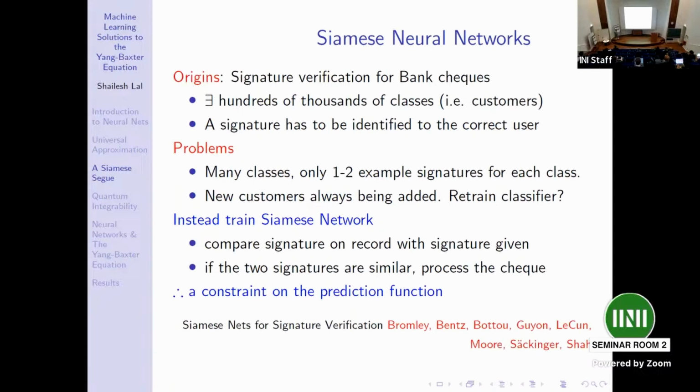Rather than trying to classify the signatures, what you really need to solve is to compare the signature on record with the signature that's given to you, and ask, are these 2 signatures similar or not? You don't really need to classify it to the right person. You just have to match it to one class, which is your hypothesis, and then say whether it's satisfied or not. That's much simpler. And I'll show you in a moment how this is not really predicting an input-output variable, but giving a constraint on the prediction function.